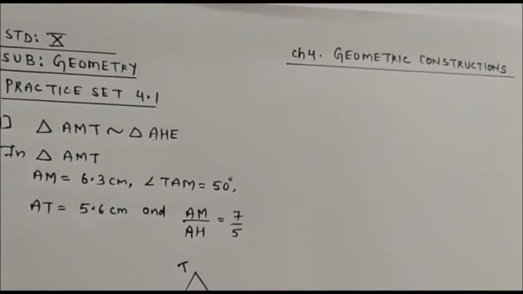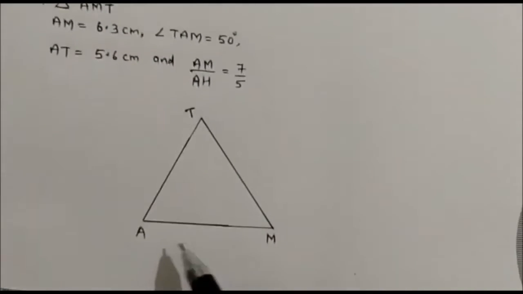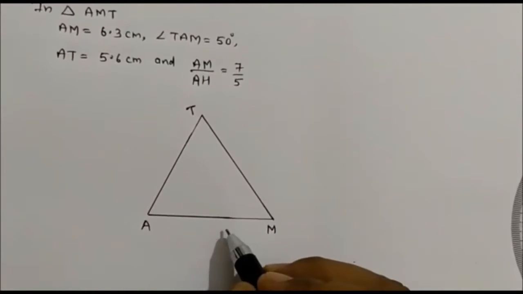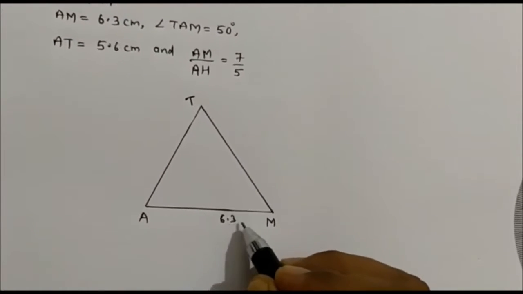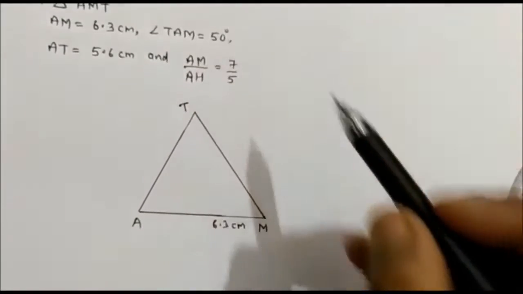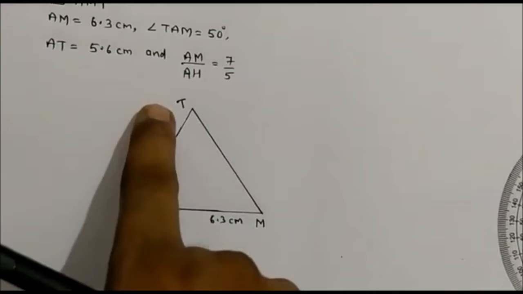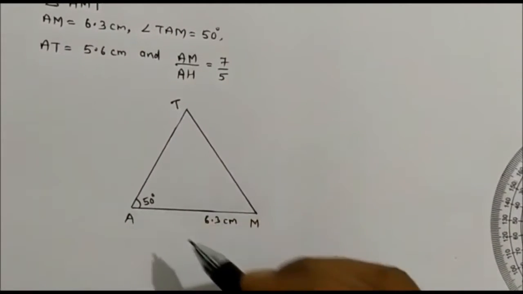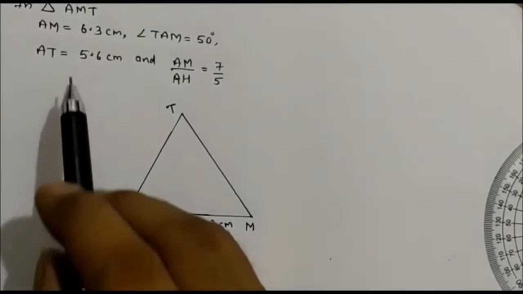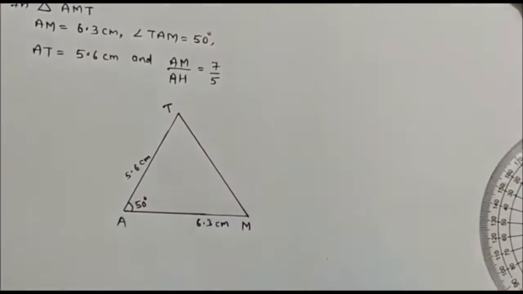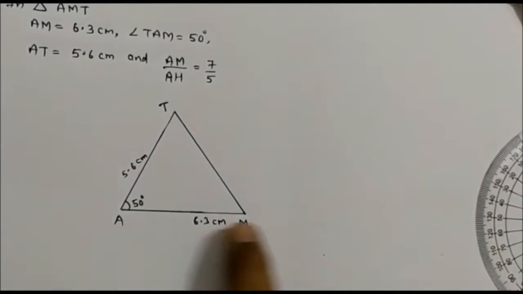First we'll draw triangle AMT. You can see that this is triangle AMT. Here AM is 6.3, so we'll mark 6.3 centimeters. Angle TAM is 50 degrees, so mark here 50 degrees given. And AT is 5.6 centimeters. So this is the triangle AMT.